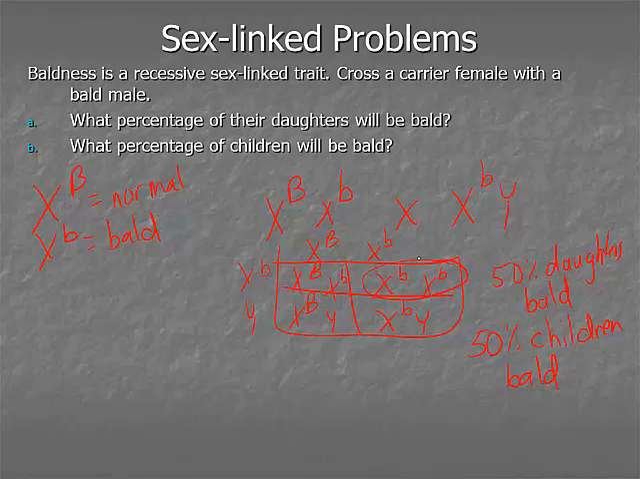Here is our 50% of the females. Here is 50% of the children, the two that are circled. And we'll circle our final answer.